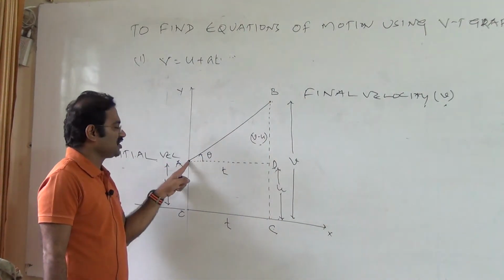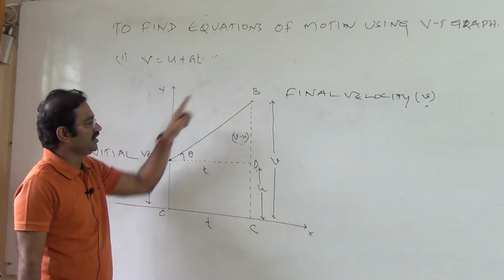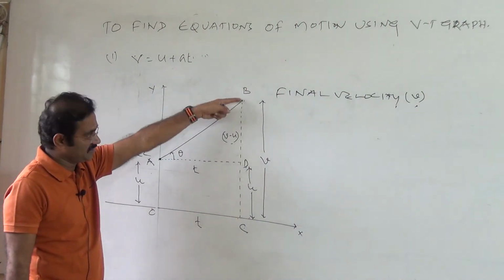This one is the initial position and this is the final. Initial velocity and the final velocity.